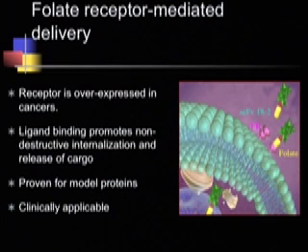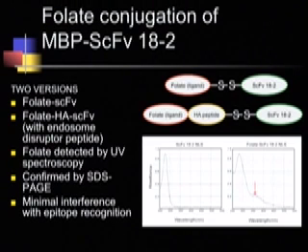Binding to the ligand promotes non-destructive internalization and release of cargo, proven for model proteins, and we know that it would be translatable to the clinic if we could get it to work. We coupled the single-chain antibody to folate through a reversible disulfide bond. We made this in 2 flavors, and in one case, we also incorporated an endosome disruptor peptide, but we found really that these 2 were equivalent, and the simpler one was easier to make.